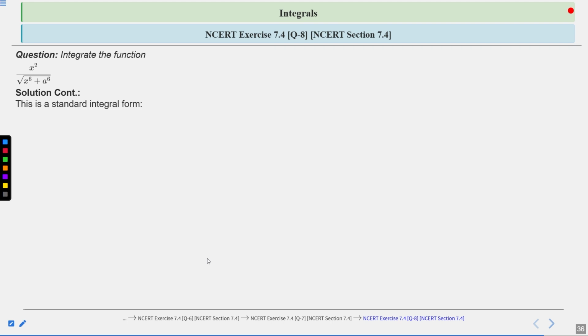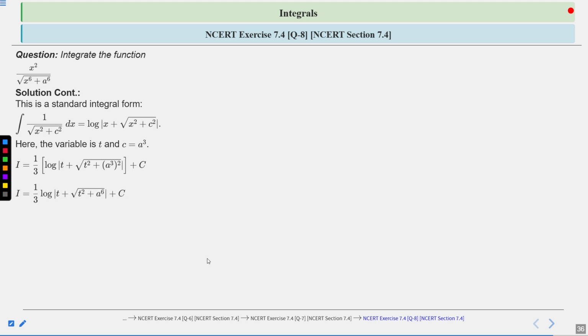This is a standard form of integration. We know that the integration of 1 upon root over x square plus c square dx is equal to log mod x plus root over x square plus c square. Here the variable is t and c is equal to a cube. So I is equal to 1 by 3 log mod t plus root over t square plus a cube squared plus c, which is 1 by 3 log mod t plus root over t square plus a to the power 6, plus c.